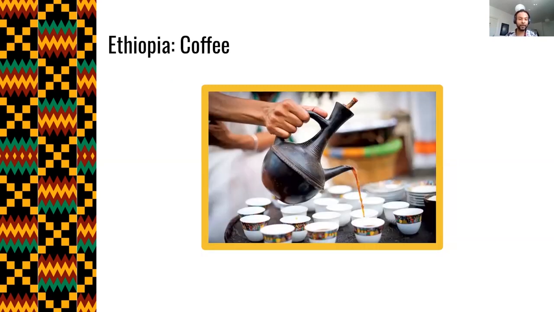Small fun fact, Ethiopia has had coffees in the Middle Ages. If you want to have coffee in a fantasy game, for instance, you can have it if you look a bit at African inspiration.